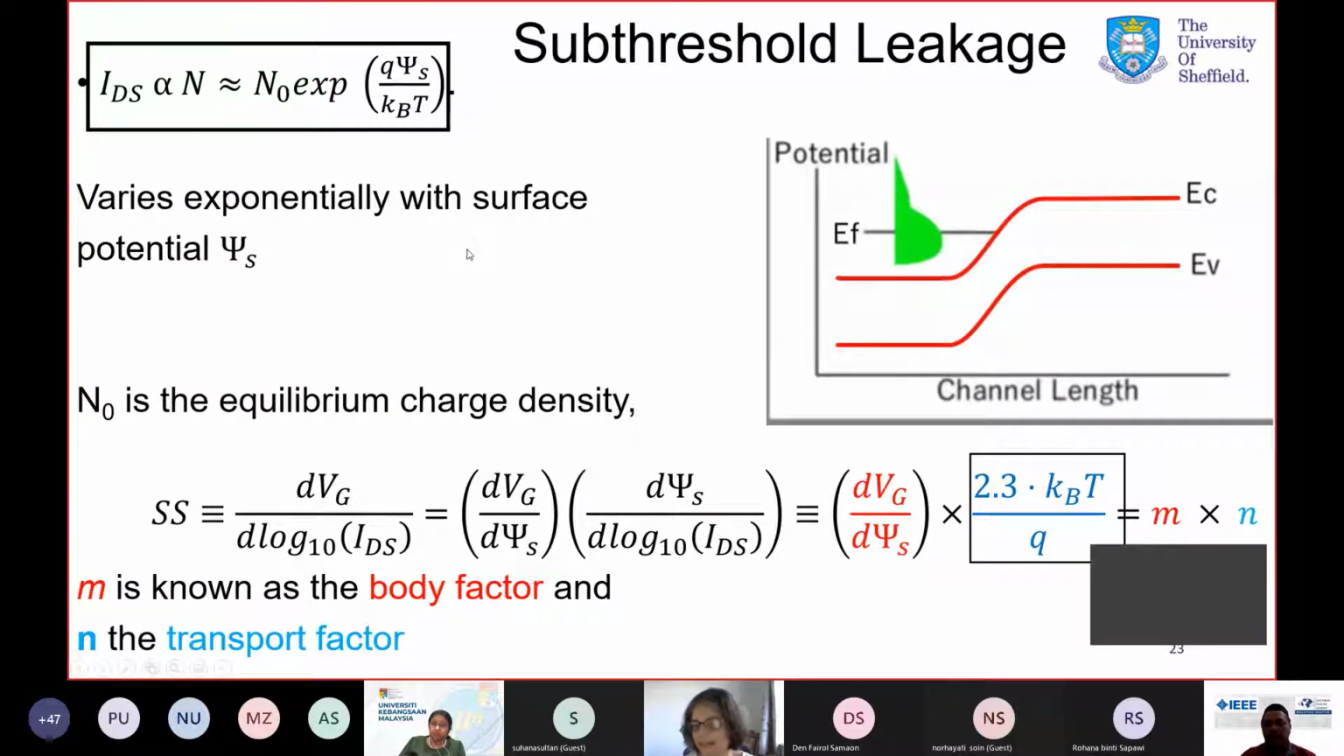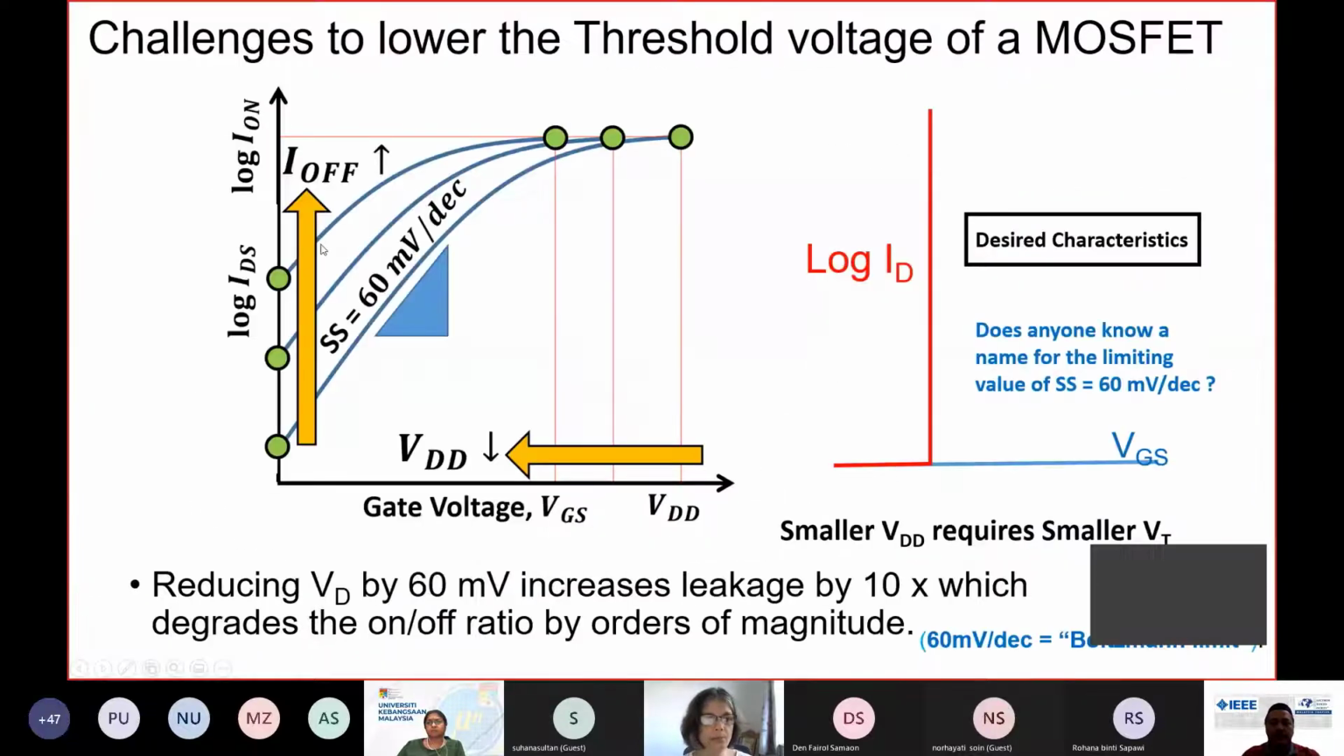What are the origins of this subthreshold leakage? Now, in the subthreshold regime, that is below the threshold voltage where the full inversion layer is formed, the drain current is exponentially dependent on the surface potential of this channel divided by kT, because of the thermal energy of the electrons. And the subthreshold slope is simply dVg by d log IDS. It's the slope of this line.